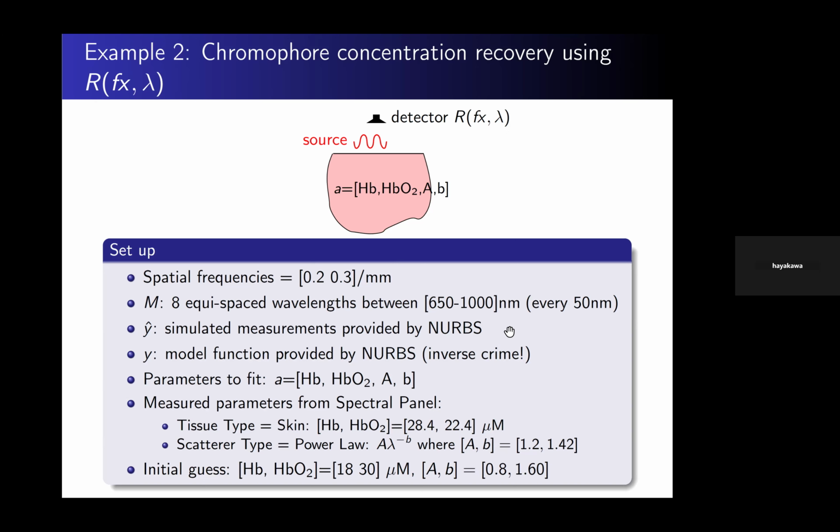This is called the inverse crime. It's like, wait, you're using the same thing. That's not a good thing to do because you're just kind of giving back yourself. But let's just do it because we can play around with it a bit. We're looking for Hb and HbO2 and A and B of the power law. So I give the power law here. It's A lambda to the minus B. Those are the coefficients, and these are in micromolar. These are what I generated the measured data with, so I know that's what we're trying to find. And then I chose an initial guess just randomly.